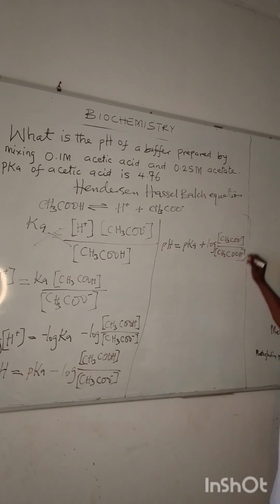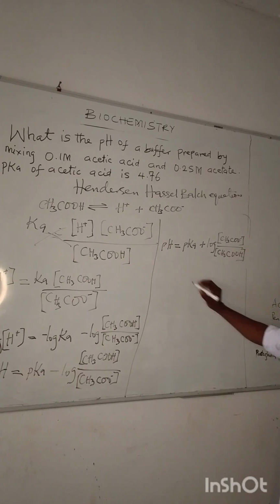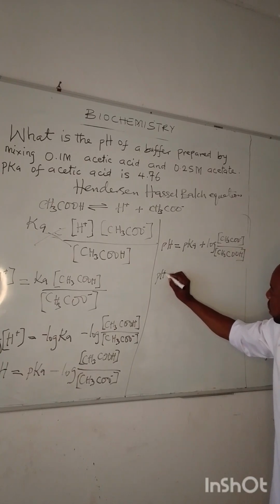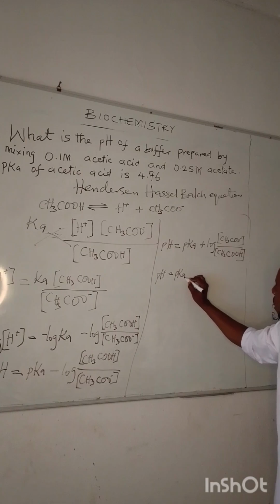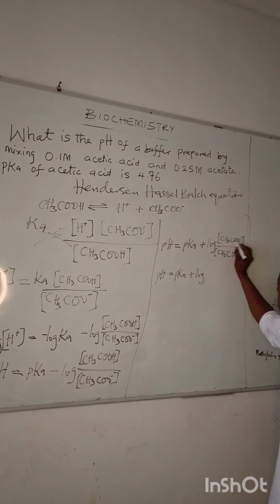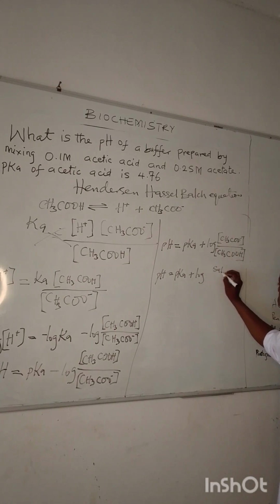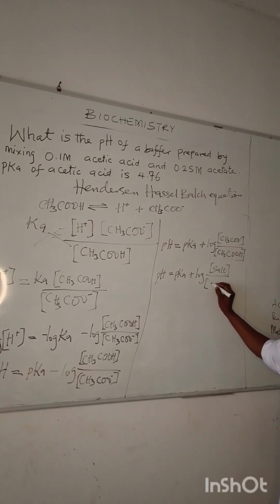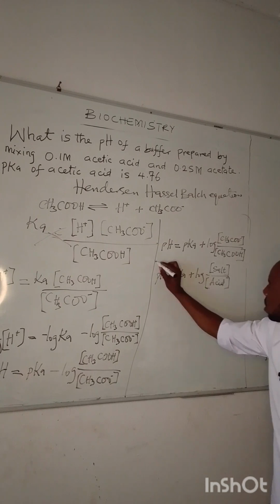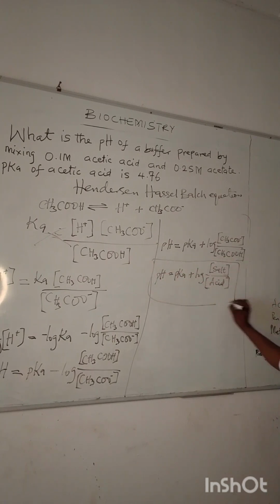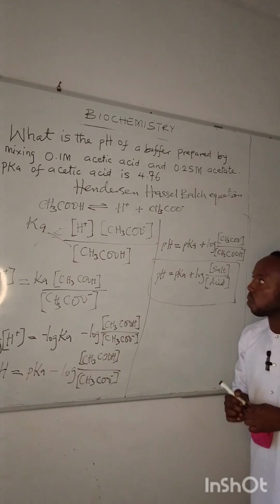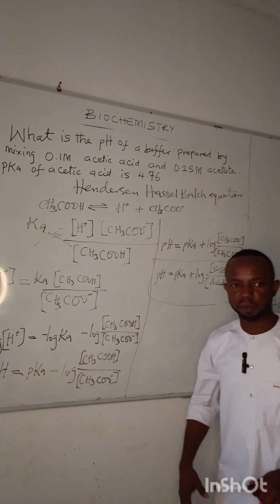Now, this also means that this is the acetate, the salt, and this is the acid. So the equation can also be written this way: pH is equal to pKa plus log of concentration of salt all over concentration of acid. So this is the Henderson-Hasselbalch equation. In our next video, we'll use this equation to solve this problem.